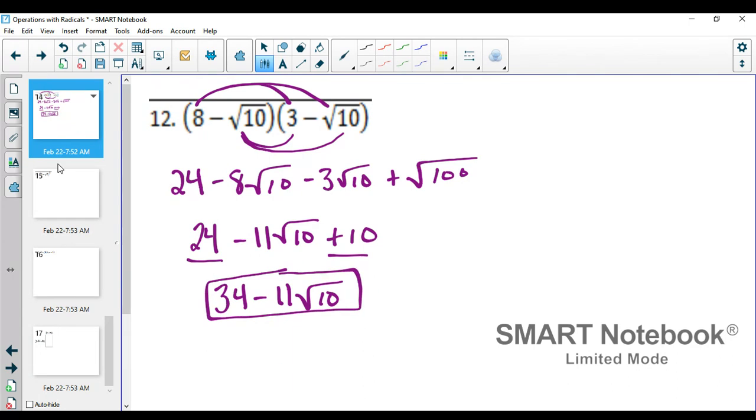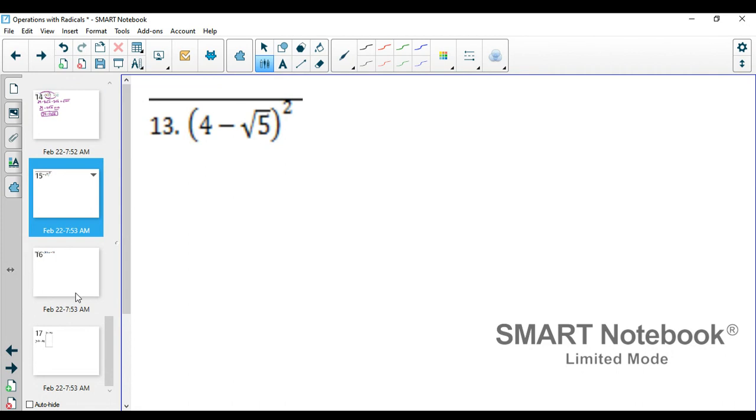Right. Number 13. We have 4 minus the square root of 5 squared. And this is something that so many of us have messed up consistently all year. If it is squared outside a set of parentheses, you do not square each individual term. Squared means you are multiplying that set of parentheses by another set of that same parentheses. So it becomes 4 minus the square root of 5 times 4 minus the square root of 5.